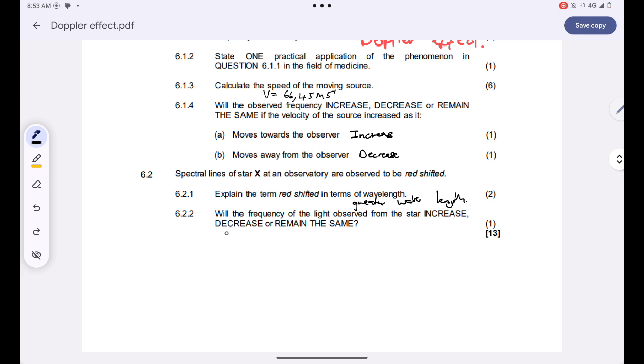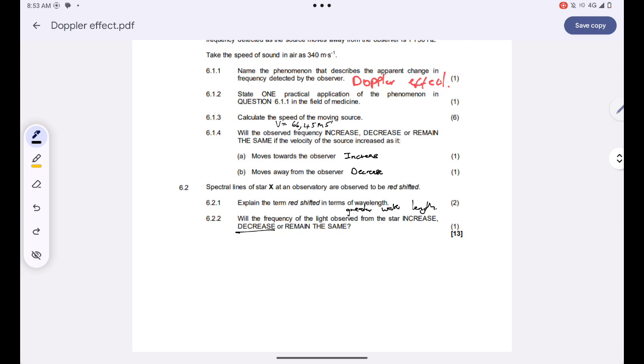And then now, will the frequency of the light observed from the star increase, decrease, remain the same? It will decrease, guys. Are you together? Why? Because our star is redshifted, so the frequency has to be lower. That's how, guys, you're supposed to tackle this question.